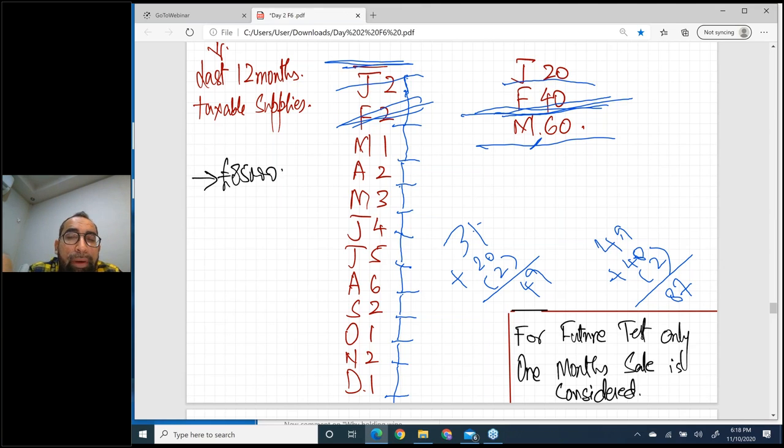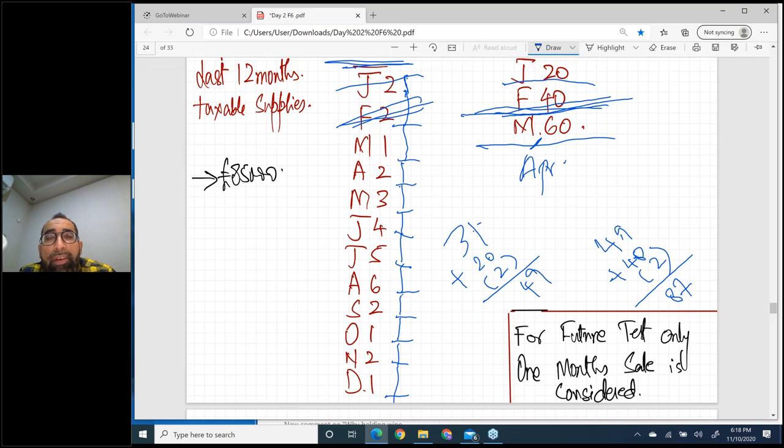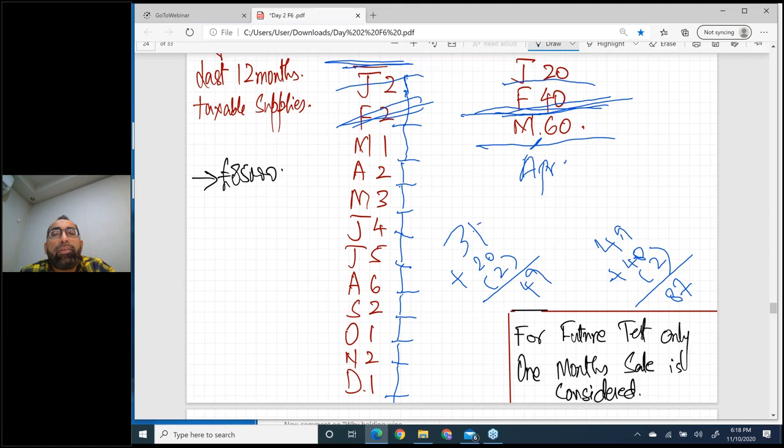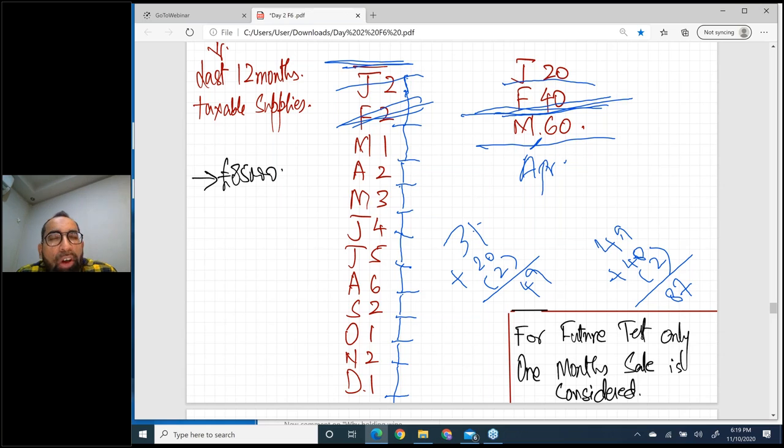He has to apply for registration to the tax department by the end of March, and the tax department will make him an active registered person from 1st April. Okay, I repeat my words. At the end of Feb, the trader realized that his last 12 months taxable supplies crossed 85,000. Now what he has to do? He has 1 month from the end of Feb to apply for registration. That means he has to apply before 31st March, and the tax department will make him an active registered guy from 1st of April. So this is basically the historic test.